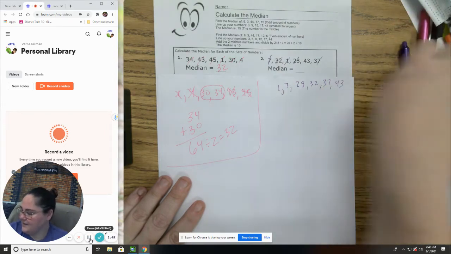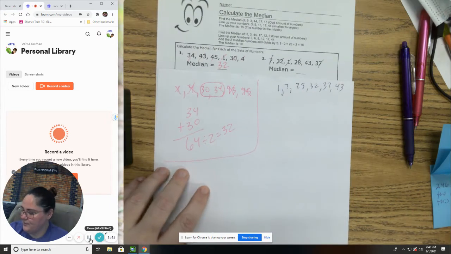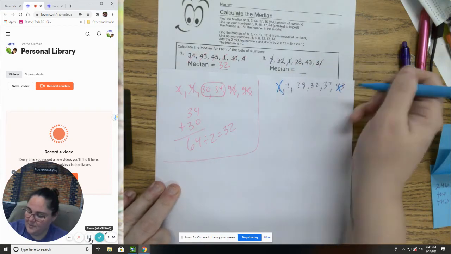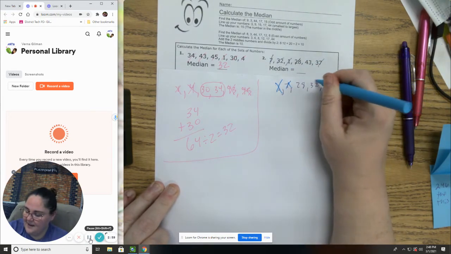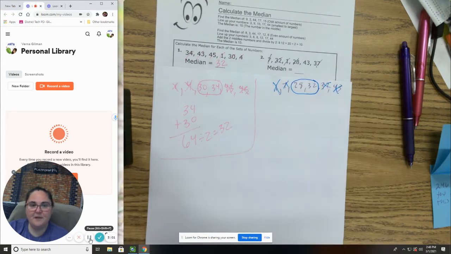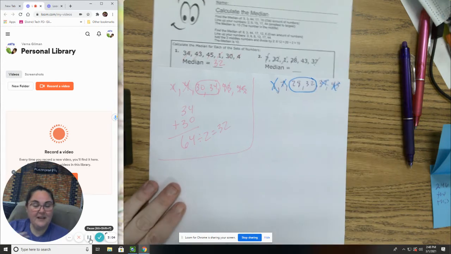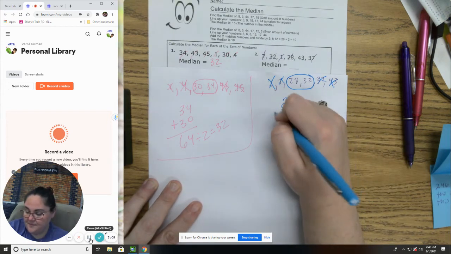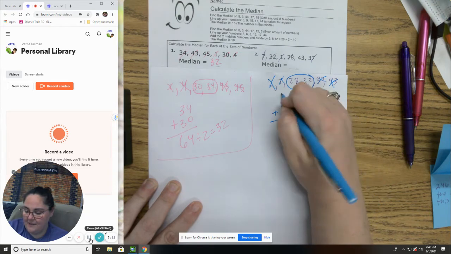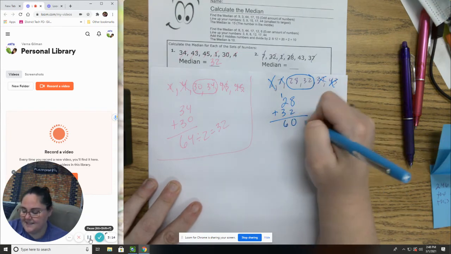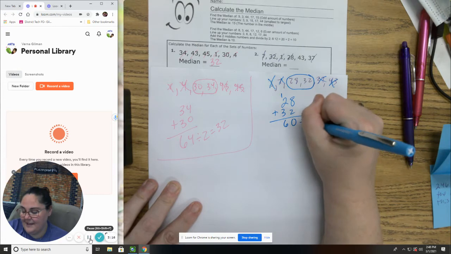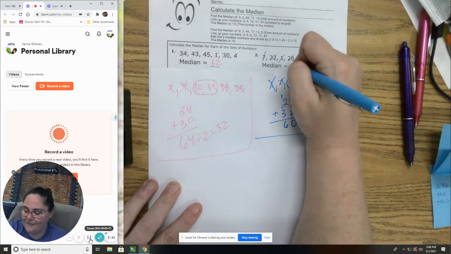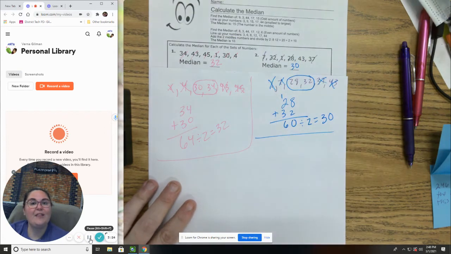All right, here we go. I'm going to use my blue to mark them out. All right, 28 and 32, those are in the middle. So because of how I just showed you, I know that I'm going to have to add those. So 28 plus 32. 8 plus 2 is 10, carry my 1. 3 plus 2 plus 1 is 6. Then I divide by 2. 60 divided by 2 is 30. Your median for this data set would be 30.